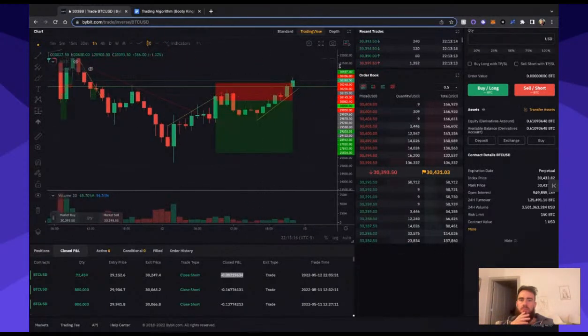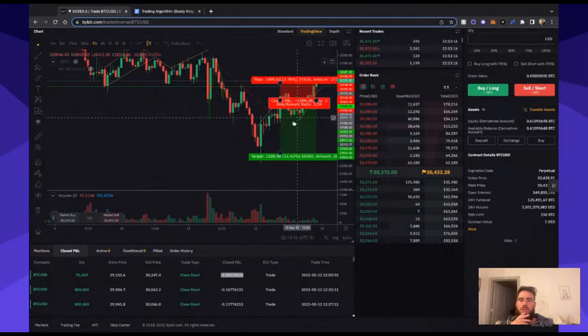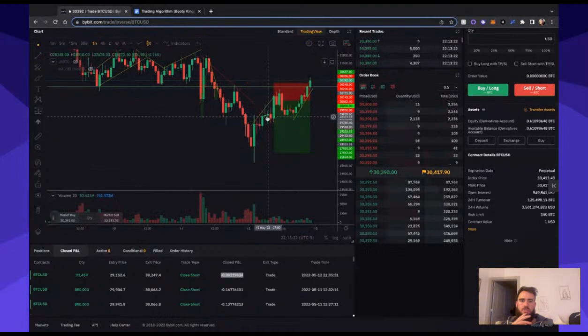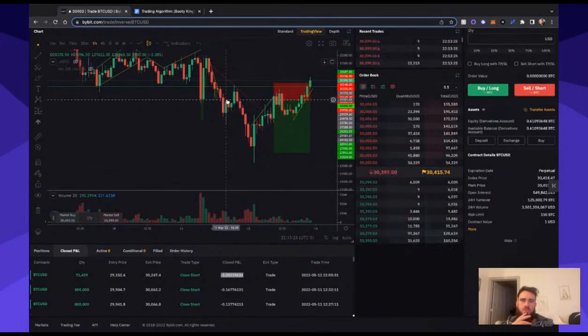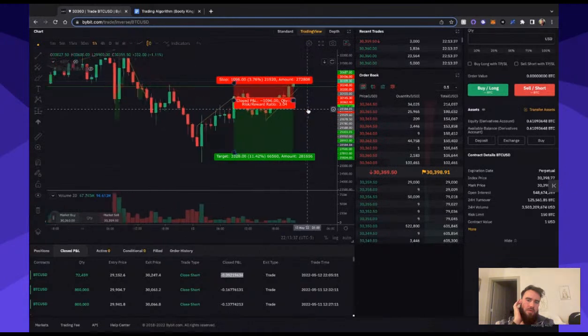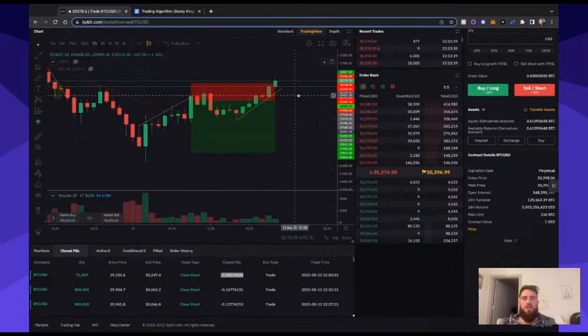Overall, this hourly trend is up, but the daily trend is still down, and this low is just barely higher than this low. I mean, the wick is higher, but the close of the candle is lower, so it's not a very strong setting of a trend change. And so with that in mind, I think this is a good candidate for a false break trade.